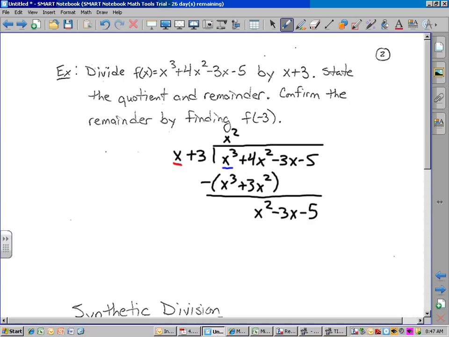What do we multiply x by to get x squared? That's a positive x. X squared plus 3x. And then we subtract. X squared minus x squared is gone. Negative 3 minus 3 is negative 6x minus 5.